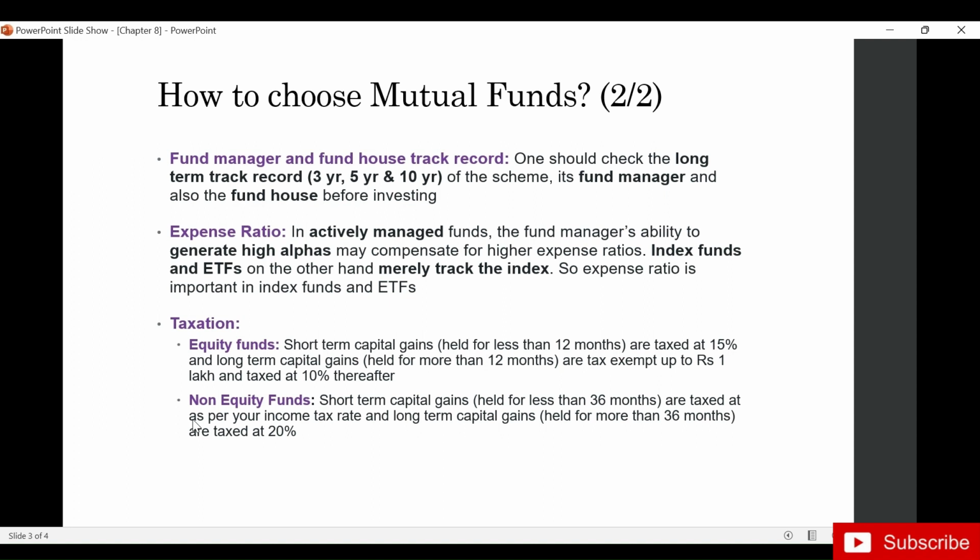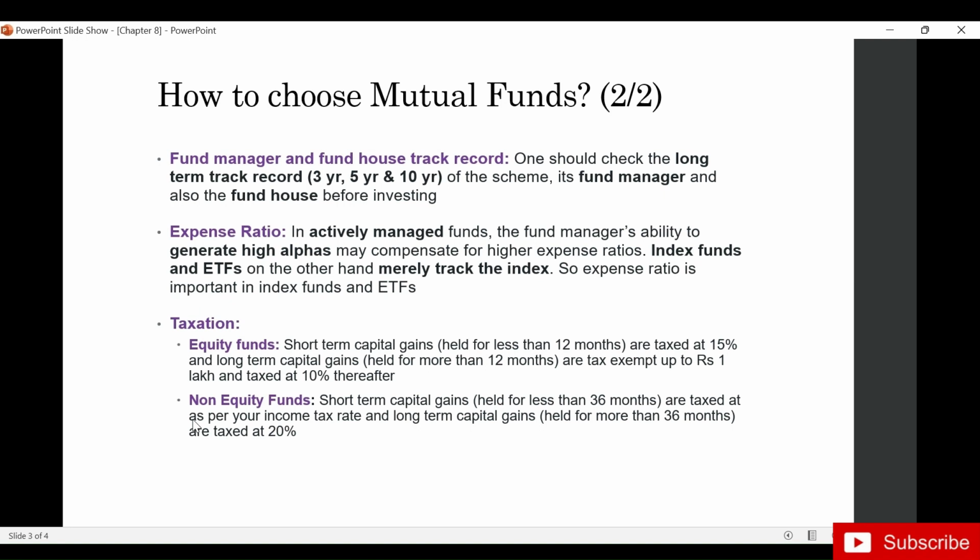Now, we talk about our next point, which is taxation. In case of equity funds, if you hold your investment for less than 12 months, it is considered a short term capital gain and you are taxed at 15%. And your long term capital gains, for investments you hold more than 12 months, are tax exempt up to rupees 1 lakh of capital gain, and after that you are taxed at 10%.